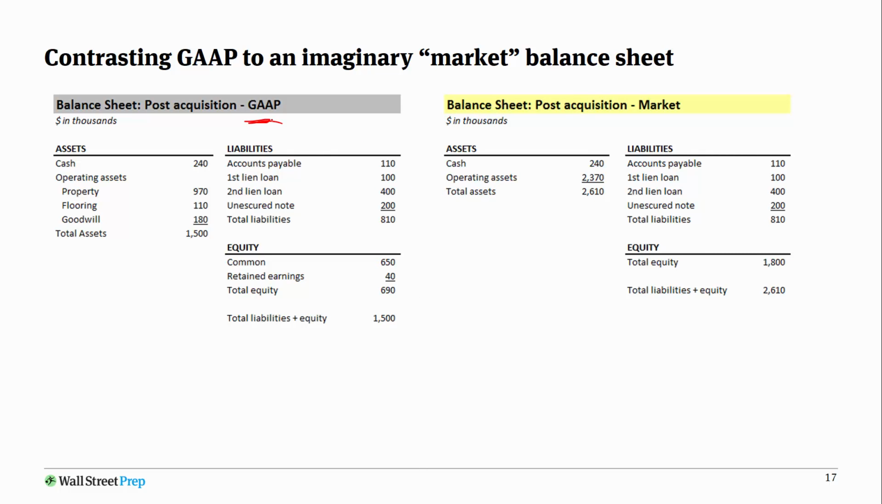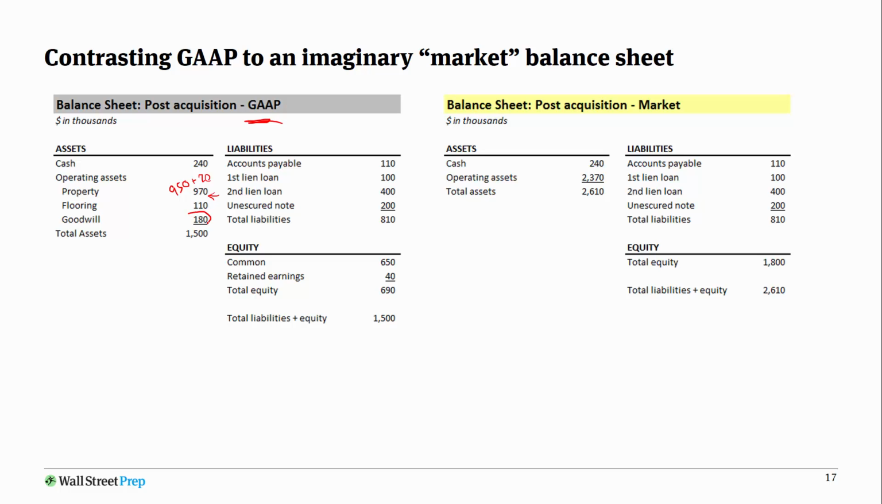So with GAAP, it's pretty straightforward. You bought something worth $200,000 market value. And so that bumps up your property value from $950 to $970, right? So it was originally $950. Now you've got an extra $20.